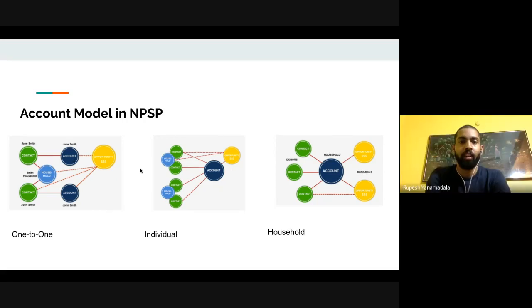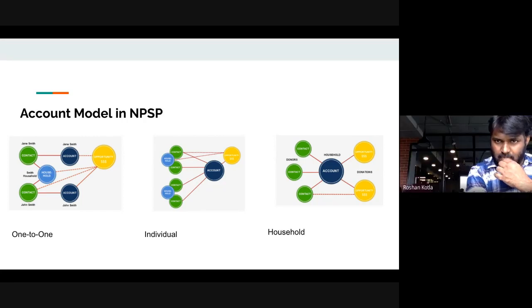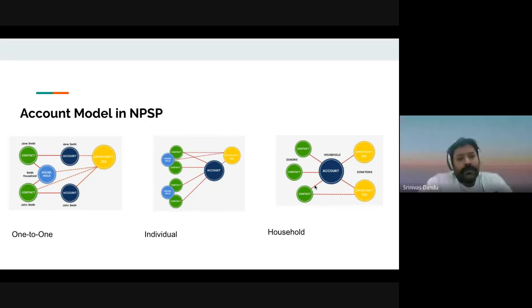Yes. Here there will be a household where you can relate some relative contacts. And the difference between one-to-one and individual is that for every contact there will be an account created. For individuals, there can be a common account for multiple contacts, and multiple households as well. Yes, multiple households as well. And when you say household, you have all the contacts linked to an account. There's no household object anymore. A household itself is an account. So, what is the point of having a different account model for one-to-one and individual?